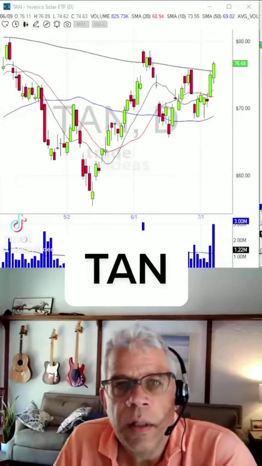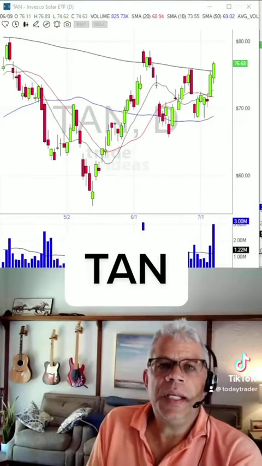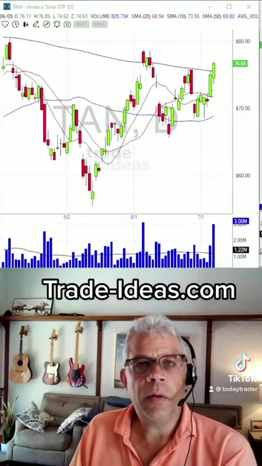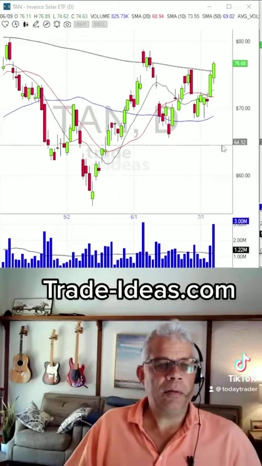Hello, friends. The trade of the week this week is TAN. That's the ETF for the solar sector. So if you want to learn more, don't scroll. All right, quick look at the market.